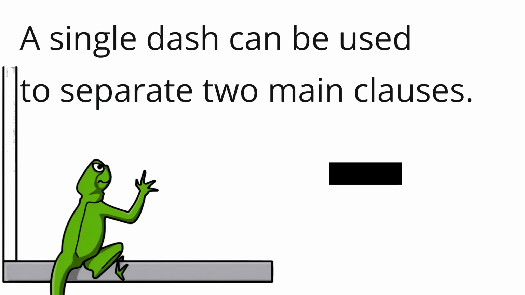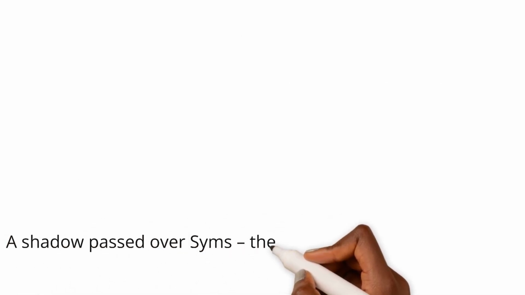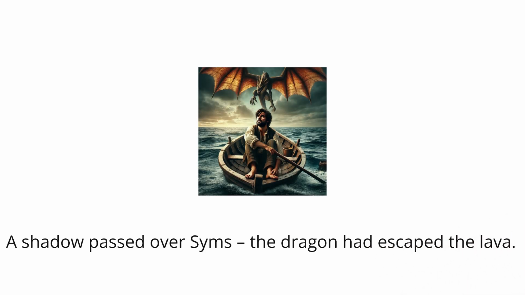We know that a main clause is an independent clause which makes sense on its own and can stand alone as a complete sentence. Let's have a look at an example. A shadow passed over Sims - the dragon had escaped the lava. We have linked the two independent related clauses with a single dash. The second independent clause supports the first clause or explains it. In this case, the shadow passed over Sims because it was caused by the dragon who had miraculously survived the volcanic eruption.